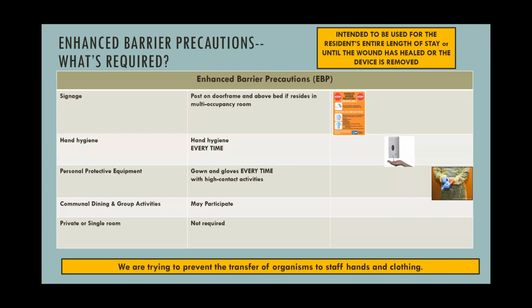Enhanced barrier precautions, what's required? You need to post a sign on the door frame and above the bed if the resident should reside in a multi-occupancy room. Hand hygiene should be performed every time you enter the room and at exit. Gowns and gloves are required every time with high contact activities. Residents may participate in communal dining and group activities, and a private or single room are not required. And the focus, or the one thing to take away, is we're trying to prevent the transfer of organisms to staff hands and clothing.